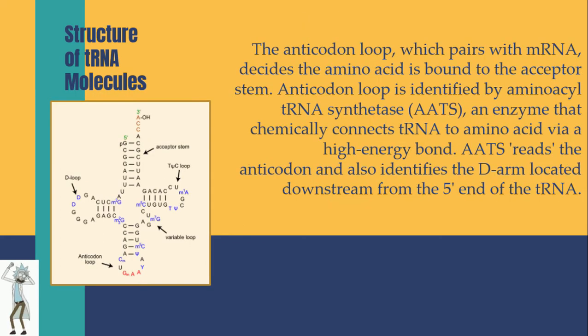So the anticodon loop, which pairs with mRNA, decides which amino acid is bound to the acceptor stem. The anticodon loop is identified by aminoacyl tRNA synthetase, or AATS, which is an enzyme that chemically connects tRNA to an amino acid via a high energy bond. AATS then reads the anticodon and also identifies the D-arm located downstream from the 5' end of the tRNA.